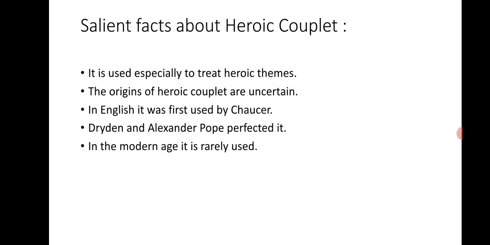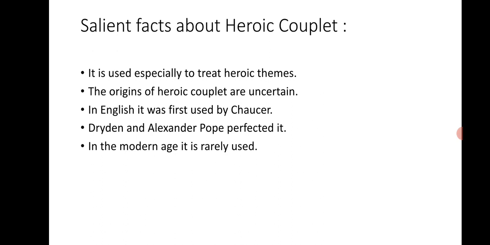And now I shall discuss with you some salient features of heroic couplet. Firstly, heroic couplet, as I mentioned earlier, is specially used to treat heroic themes. Themes of gallantry, themes of war. Secondly, the origins of heroic couplet are uncertain. It is yet to be known who first used it and in which country it was developed.